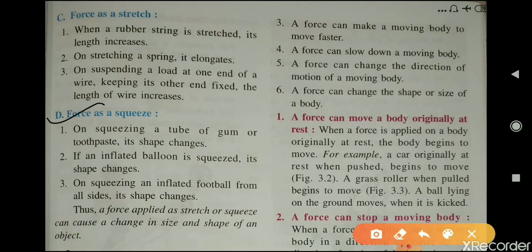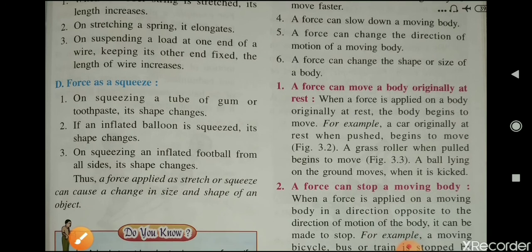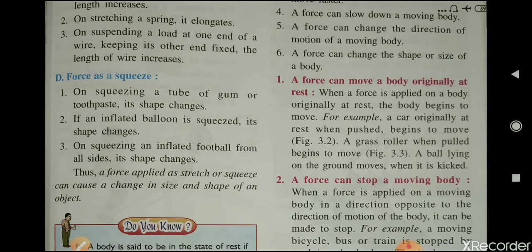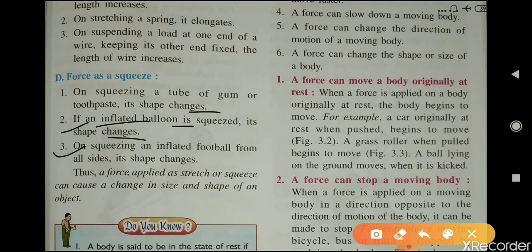Now the next is force as a squeeze. On squeezing a tube of gum or toothpaste, its shape changes. When you apply force on the toothpaste, the shape of that tube is changed. Second, if an inflated balloon is squeezed, its shape changes. On squeezing an inflated football from all sides, its shape changes. When you apply force on an inflated ball, its shape also changes.